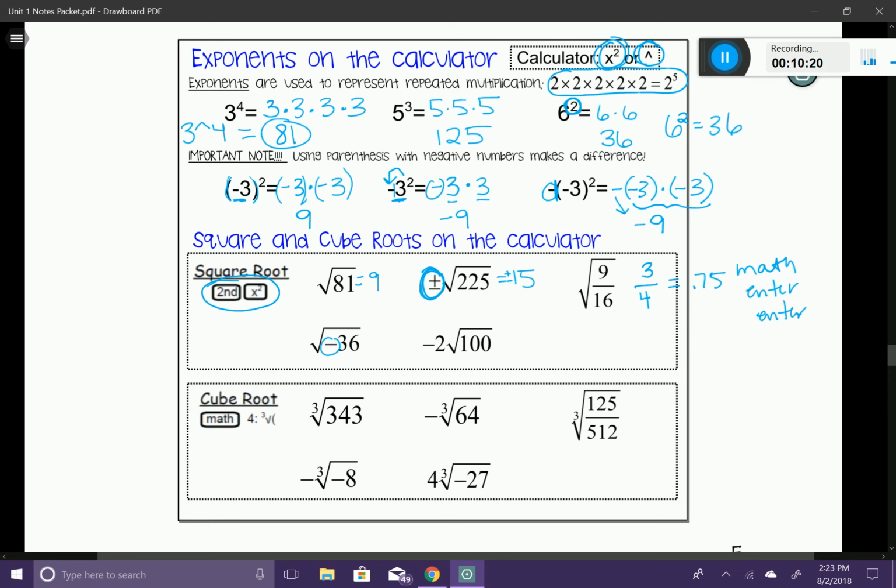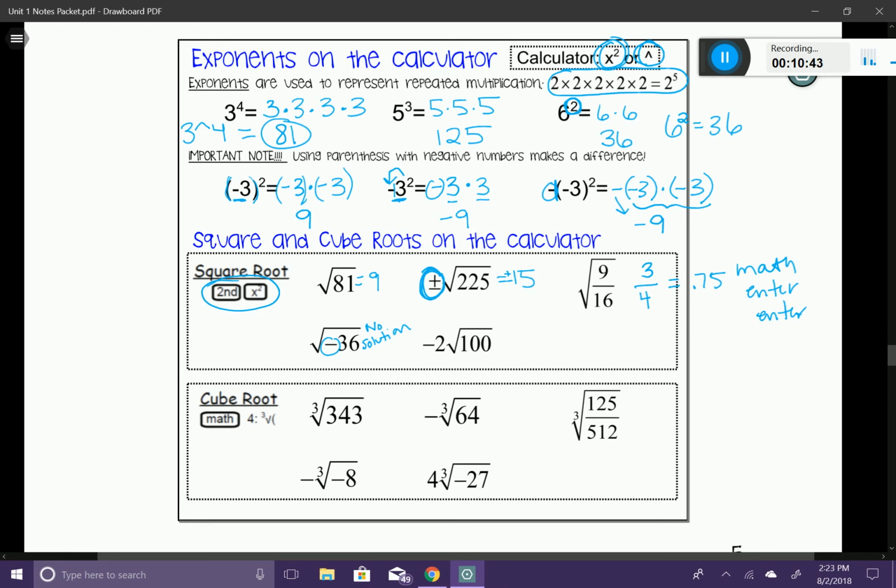So negative 36. And you'll notice that once you press enter, your calculator is going to say error, non-real number, doesn't work. Because you can't take the square root of a negative number. There is no solution for this problem. Okay, and then the last one here, I just wanted to show you a little variety of examples.